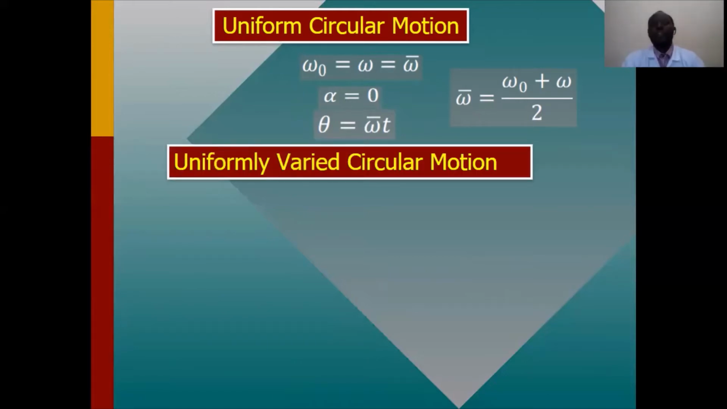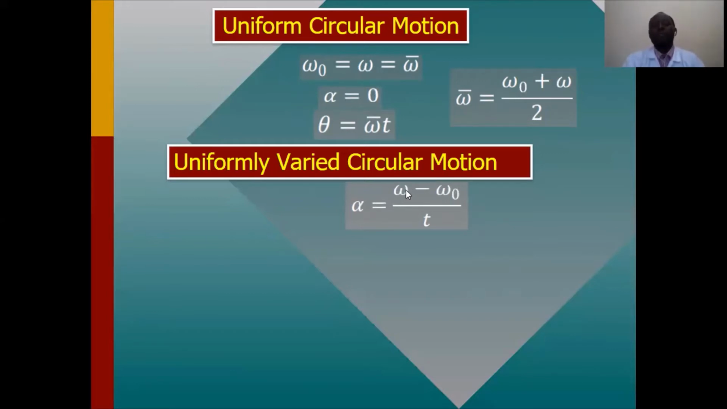For uniformly varied circular motion, the angular acceleration is no longer 0. It is equal to the final angular velocity minus the initial angular velocity, divided by t. And as the velocity is not constant in uniformly varied circular motion, the difference will be different from 0.